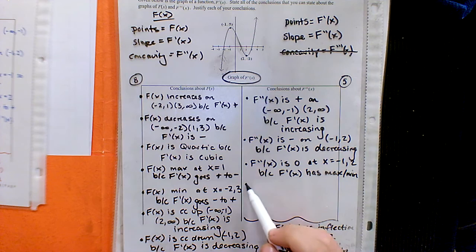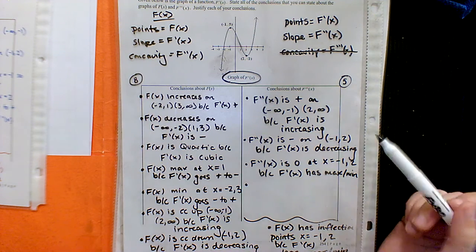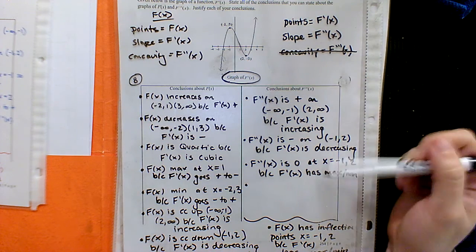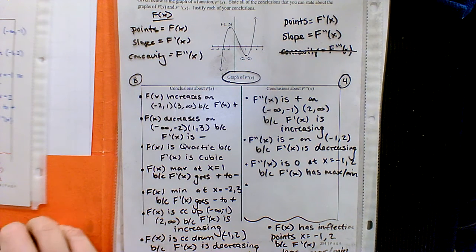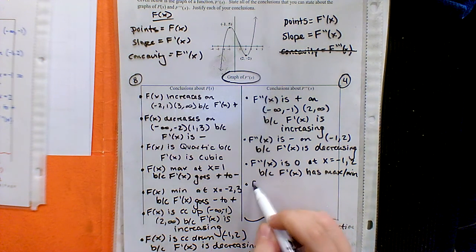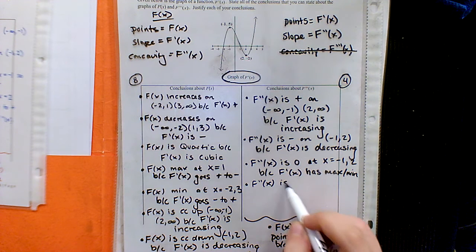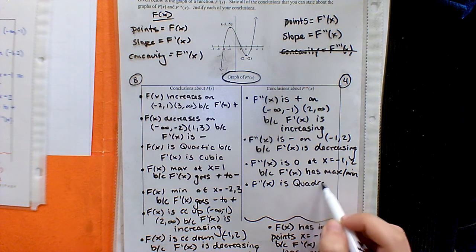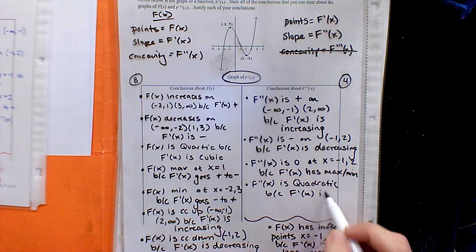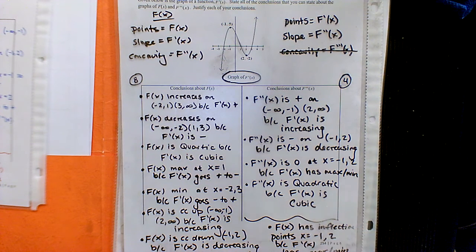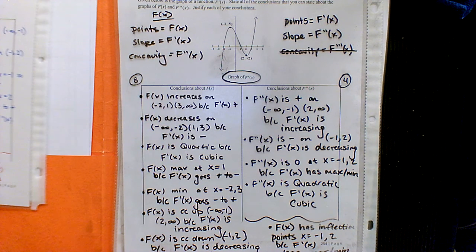All right, we need 2 more. Actually, 1 more. This last one we did took into account 2 of them I had on my paper, so that's fine. We have 1 more. You see it, Christian? Quadratic. The second derivative is quadratic because the first derivative is cubic. Nice.